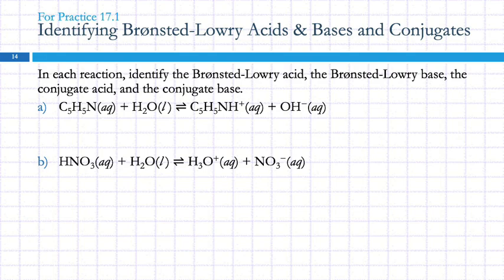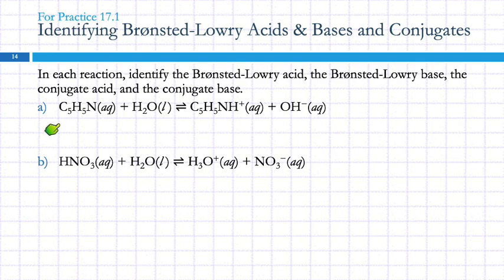In each reaction, identify the Bronsted-Lowry acid, the Bronsted-Lowry base, the conjugate acid, and the conjugate base. I don't think it's important to have a clear distinction between what an Arrhenius acid is and what a Bronsted-Lowry acid is. I think it's much more important to be able to identify an acid. So the fact that it's giving this particular definition, don't worry about that. Identify the acid, the base, the conjugate acid, and the conjugate base.